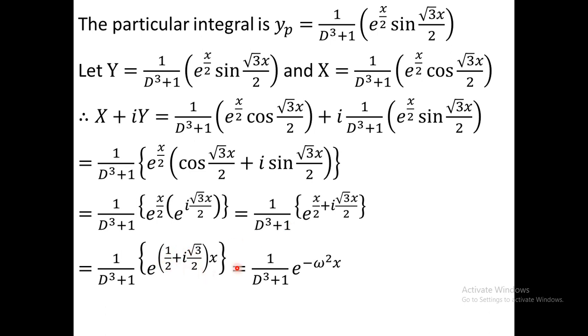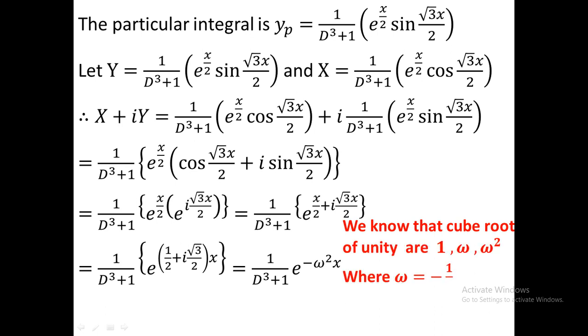Here write down this is omega. What is omega? Because we know that the cube roots of unity are 1, omega, omega square, where omega equals minus half plus root 3 by 2 i, and omega square equals minus half minus root 3 by 2 i. So this is minus omega square. Okay, this is omega square, therefore this will be minus omega square. So I write it down.